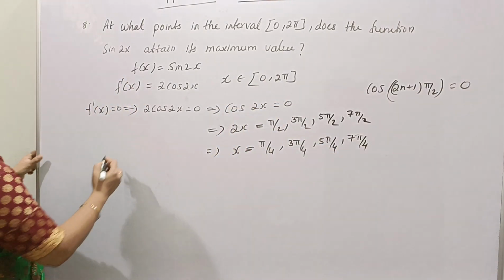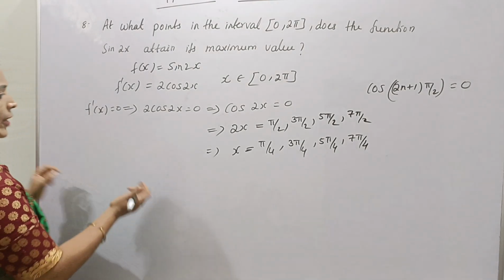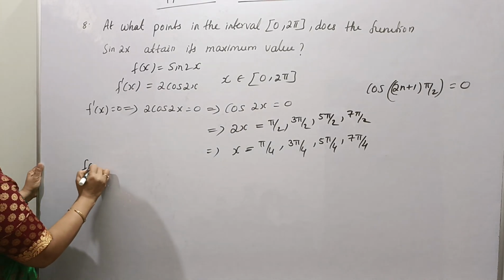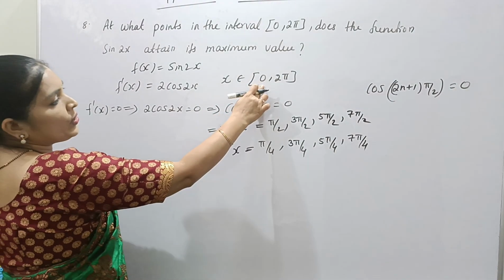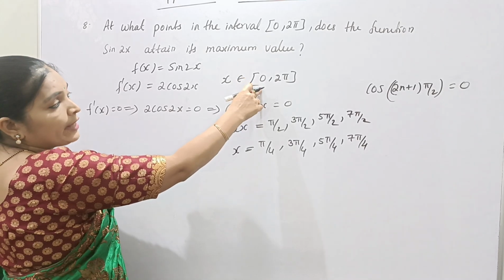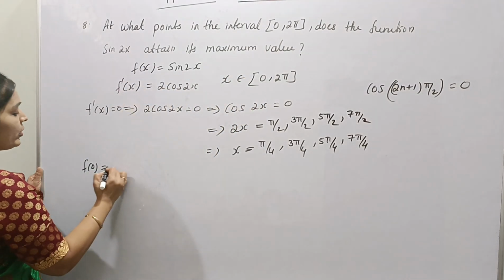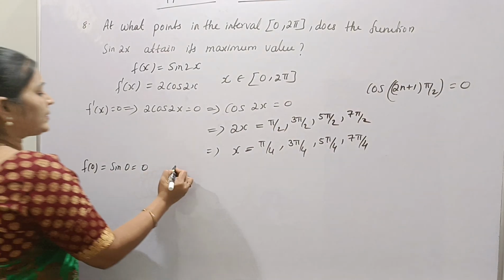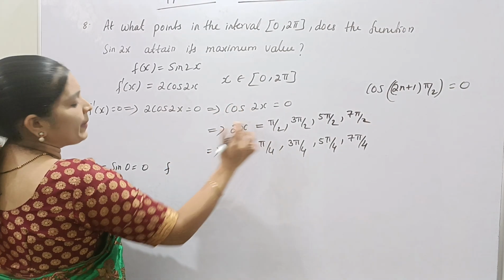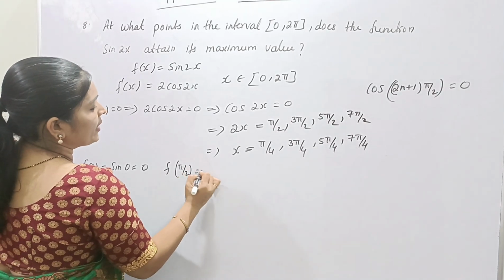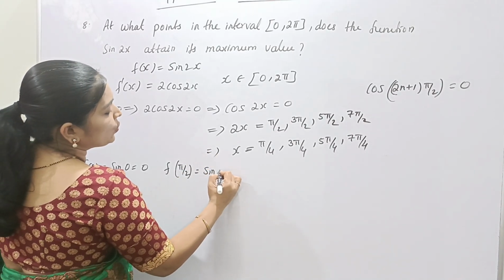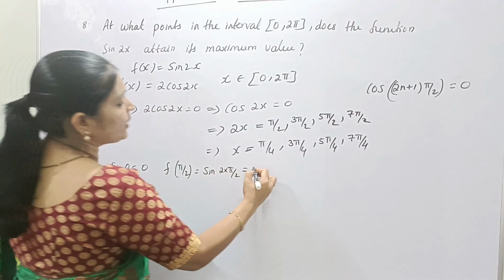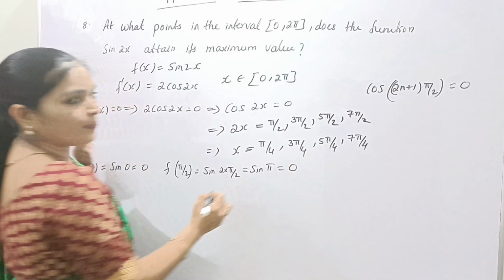And next is to find the values of the function, okay? So one by one let's find. First of all, f of 0. Here f of 0, because 0 is the least value of x, is equal to sine 2 into 0, sine 0 is 0. Okay, then let's find f of pi by 2. F of pi by 2 is sine 2 into pi by 2, that is equal to sine pi, which is 0, right?